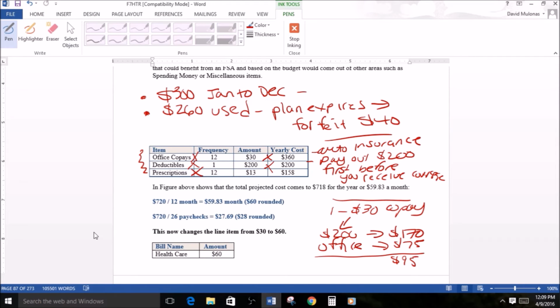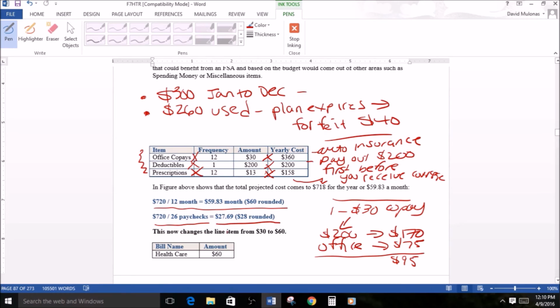Okay, I don't want to get off here too much, but we can see right here that the prescriptions add up to 158, and this comes to a total of 718, averaging a $59.83 cost. So of course, here's our math as usual. We're going to round it to 60. It's cleaner and easier to work with. And then because he gets paid bi-weekly, rounded to $28. So that's his cost. On the whole, especially for what Jasper's making, it's not a lot of money.